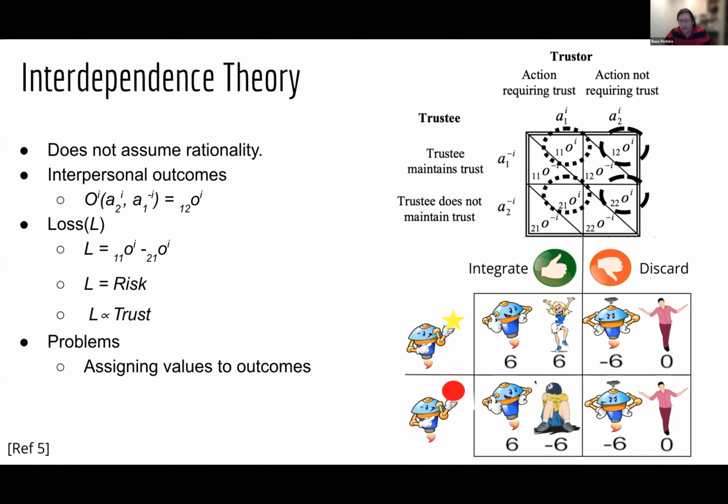So the maximum difference here is going to be 12. And so we can define this risk thing, and we can figure out what the trust is going to be. The problem with this model is then again figuring out what these outcome values are supposed to be. I mean, here they're 6, -6, but how do we figure out those? And it goes back to what we talked about.